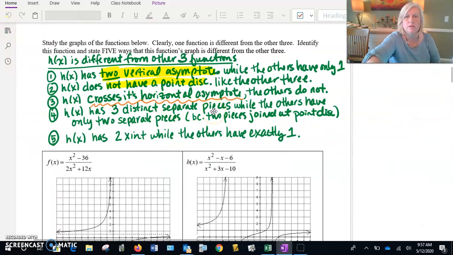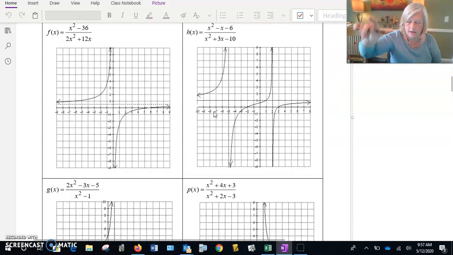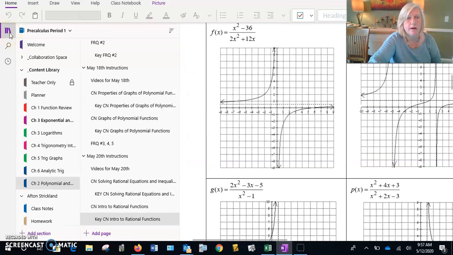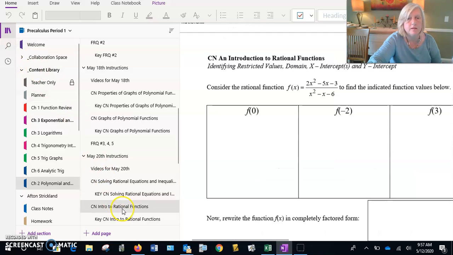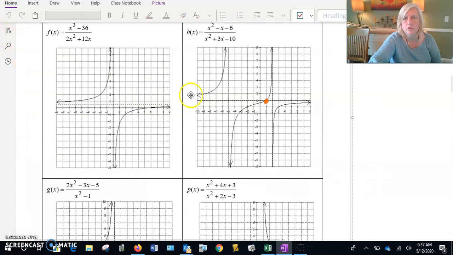So it crosses its horizontal asymptote. So if I come down here and I take a look at h of x, right here, we'll put a dot right there. So when you look at where it crosses, I'm looking right here. You have the end behavior approaching here, and it crosses that horizontal asymptote right in that location.